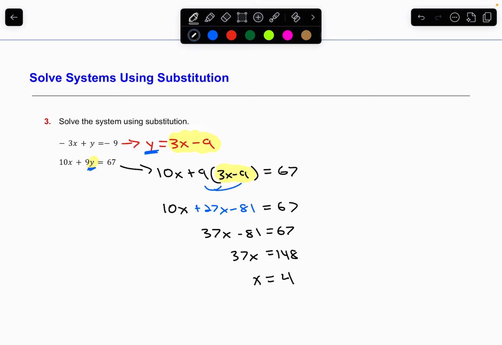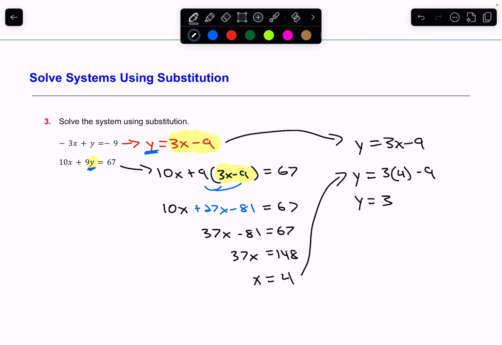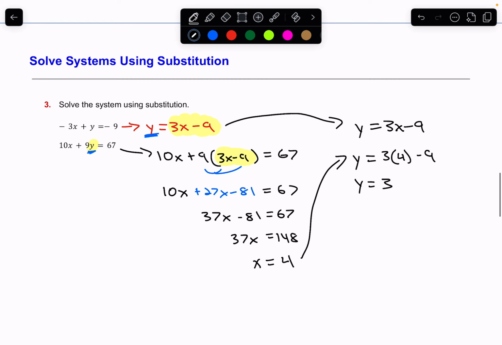All right, now that's only half the answer, though. We need to take the first equation, y equals 3x minus 9, and plug our x value back in to find out what y is. So when I do that, I get y equals 3 times 4 minus 9. 3 times 4 is 12. So this gives me y equals 3, which makes my overall answer 4, comma 3. And because we got one answer, this is again an independent system.